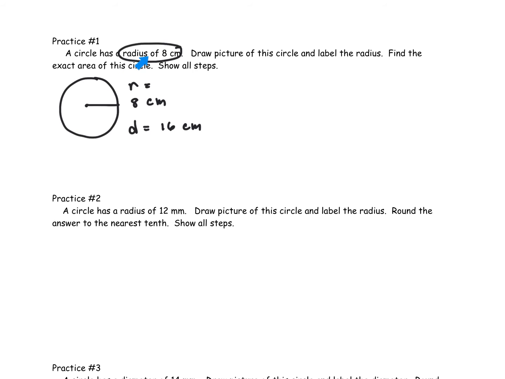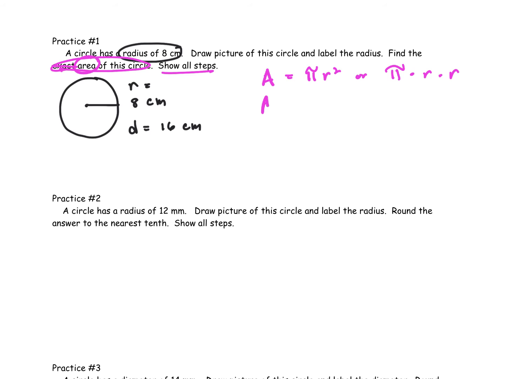So we've done the first instruction, drawn it and labeled, and now it wants us to find the exact answer. When they say the exact answer of this circle, we're supposed to leave the pi symbol in the math. It also says show all our steps. So we want to acknowledge they've asked for the area of a circle. So A for area equals pi r squared, or we could write it as pi times r times r.